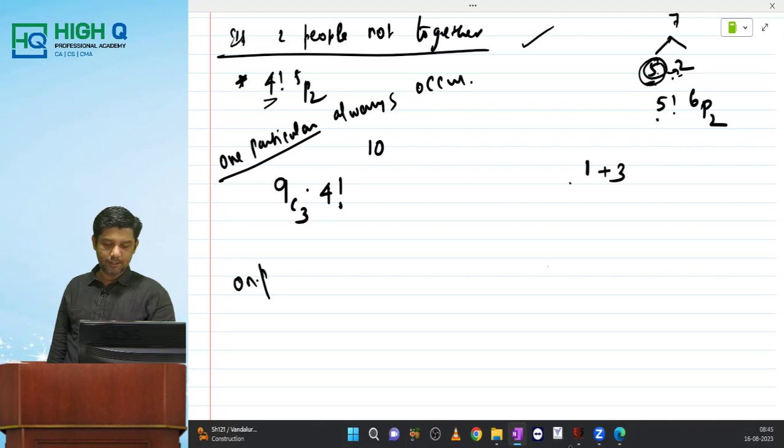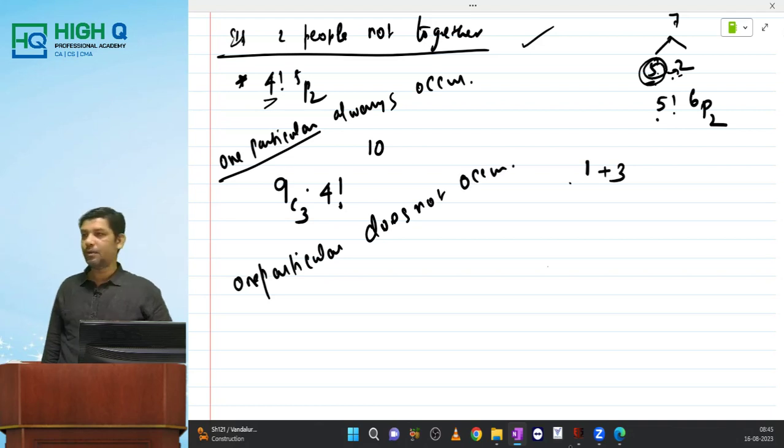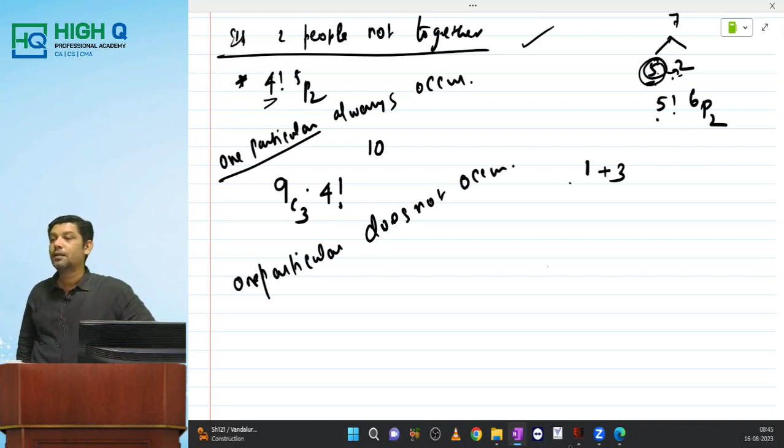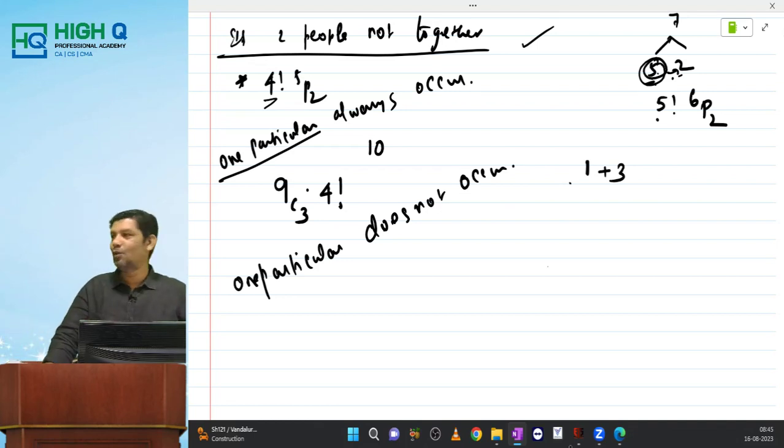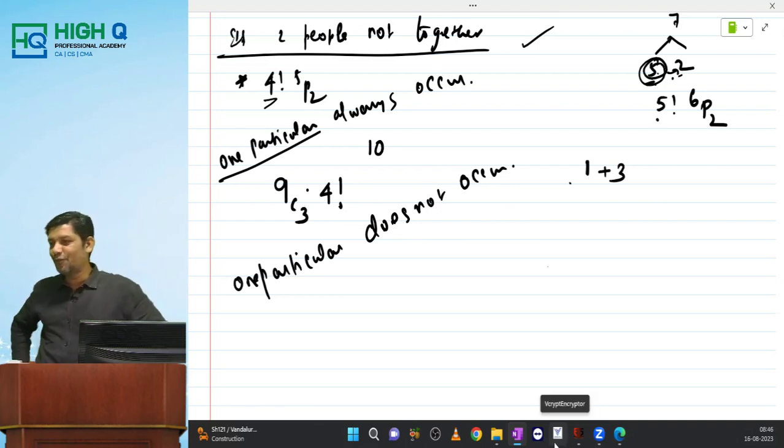Now, one particular does not occur. What could be the formula, my dear? 9P4, it's 9P4 only. Come on. One particular doesn't occur. Out of 10, one particular doesn't occur. 1 I removed. Remaining how many are there? So out of 9, how many to be arranged? 4. 9P4. What is 9C4 into 4 factorial? 9P4 only. Am I right?